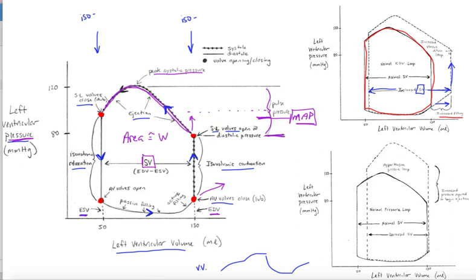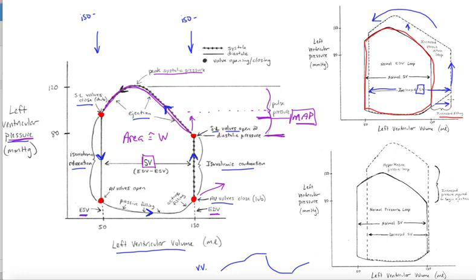That's Starling's law of the heart, right? Increased stretch means an increase in optimal overlap of thick and thin filaments, a harder contraction, which is going to A, increase the pressure generated, but B, it's going to move more blood, right? We're going to contract harder and eject more of that blood that actually came in and filled the heart.